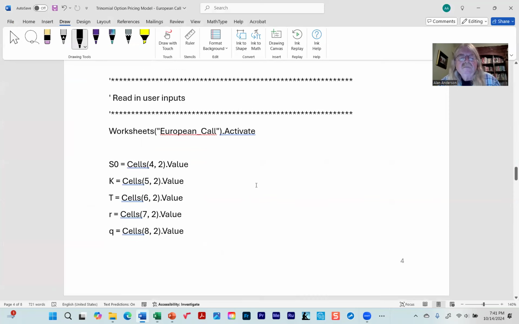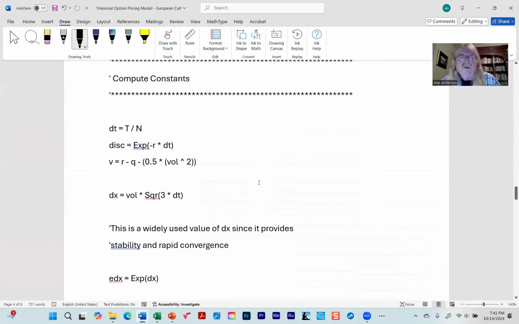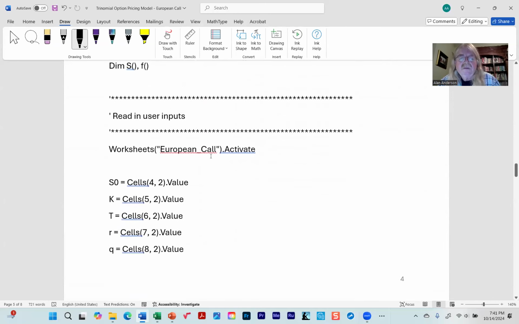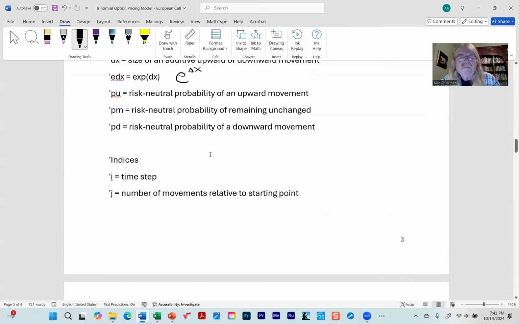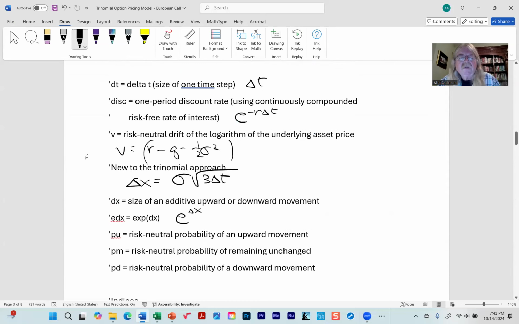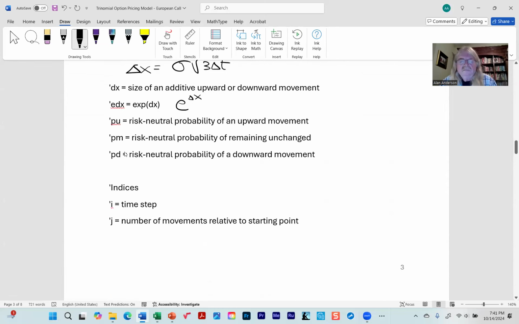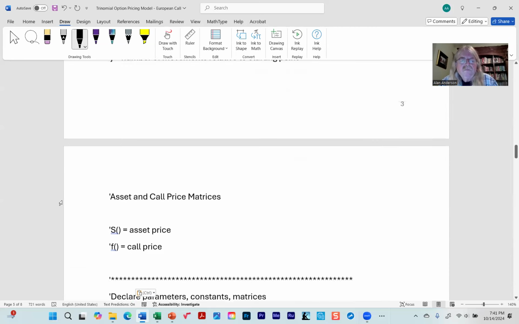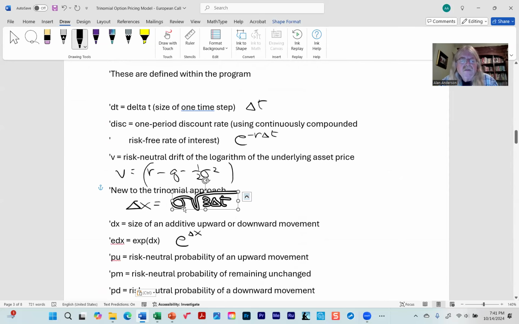So here we are. So dt is just t over n, discount e to the minus r dt. This, as you just saw a minute ago, is this drift term. Let's sneak it in here. And then, of course, this is what we were talking about earlier. Dx is simply the vol. Here it is. Let's grab this.